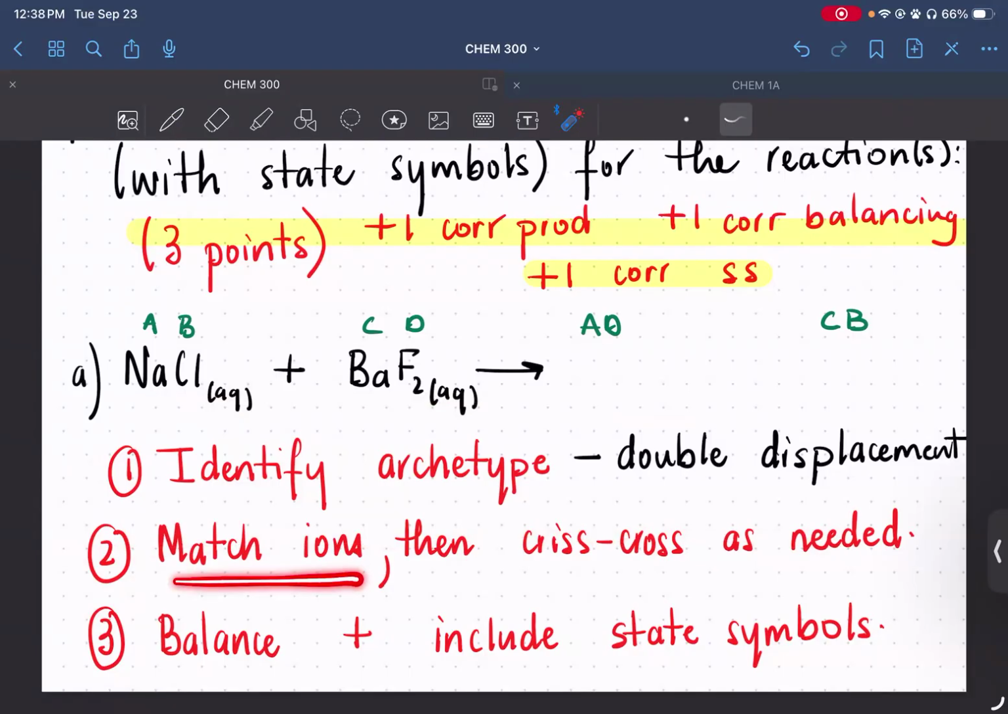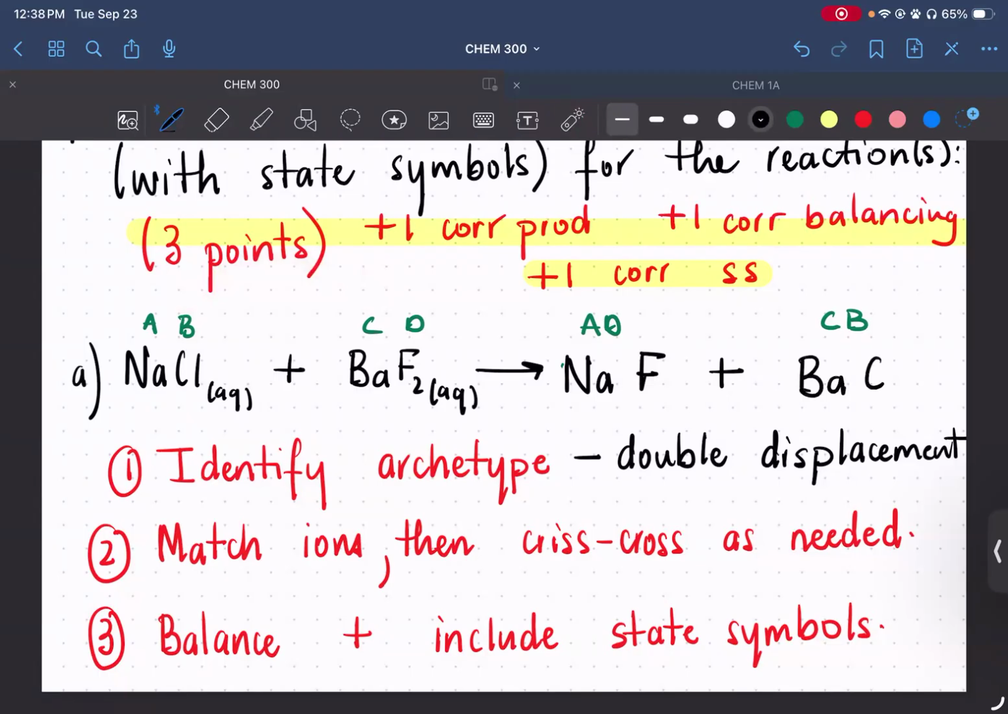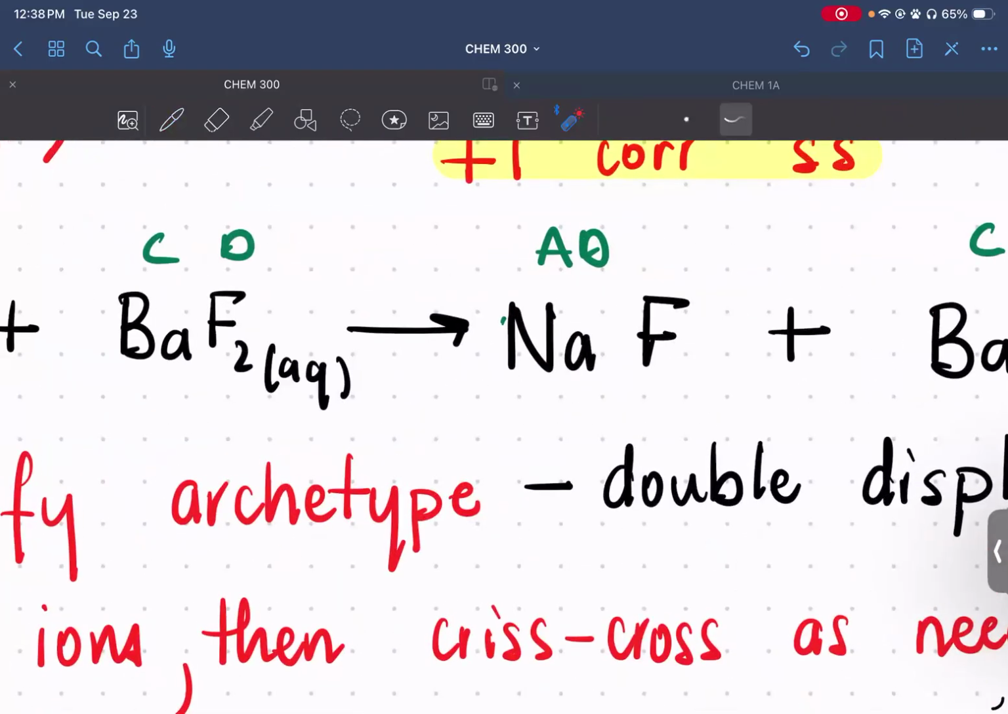The very first thing we're going to do is match ions. A ends up with D. That becomes NaF. Next, C ends up with B. This becomes barium and chlorine. I have simply matched the ions together based on the archetype. Quick check. There is a 2 of the barium fluoride right here on the left that is not present on the right. Does anyone want to take a guess why?